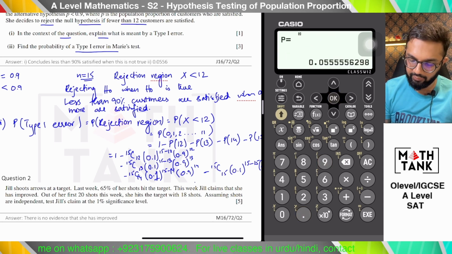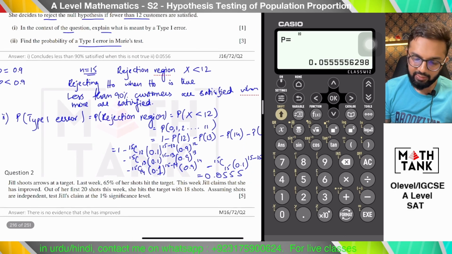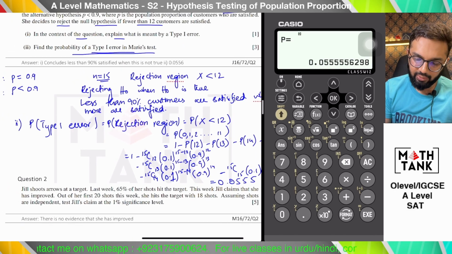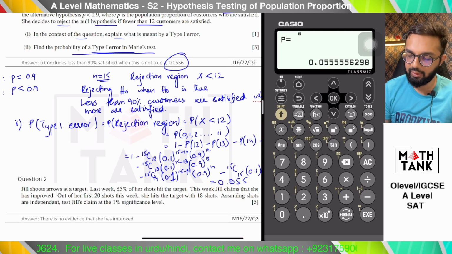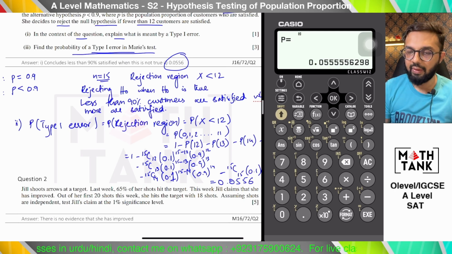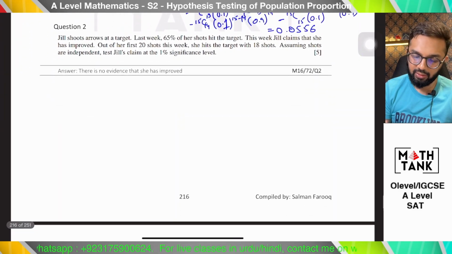So I get 0.0555. Okay, 5.55% is my probability of a type 1 error. Let's call that 5.56% because there's a rounding off. Okay, so it's very simple when you want to cumulate downwards, and you can use your calculator to do that.